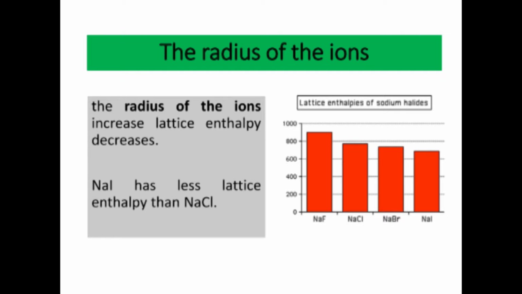Radius of the ions: as the radius of the ions increases, lattice enthalpy decreases. Sodium iodide has less lattice enthalpy than sodium chloride because the radius of the iodide ion is greater than the chloride ion, so the attraction force decreases.